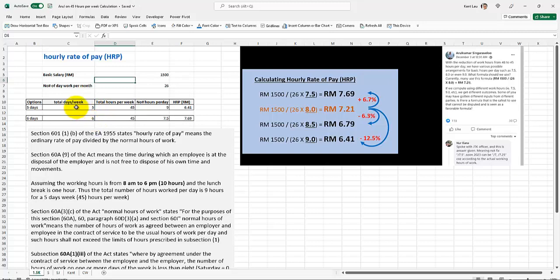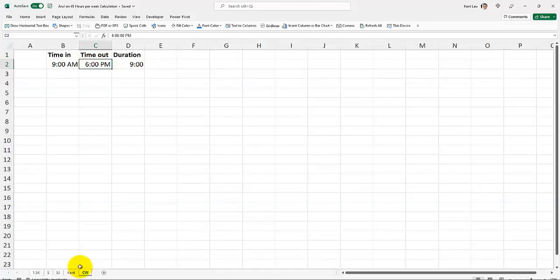If your staff is working 5 days and each day works 9 hours excluding the lunch time, then that would be 45 hours a week. And then you have another 6 day arrangement where you require them to work 7.5 hours excluding the lunch time. So that means I have a few options right here.